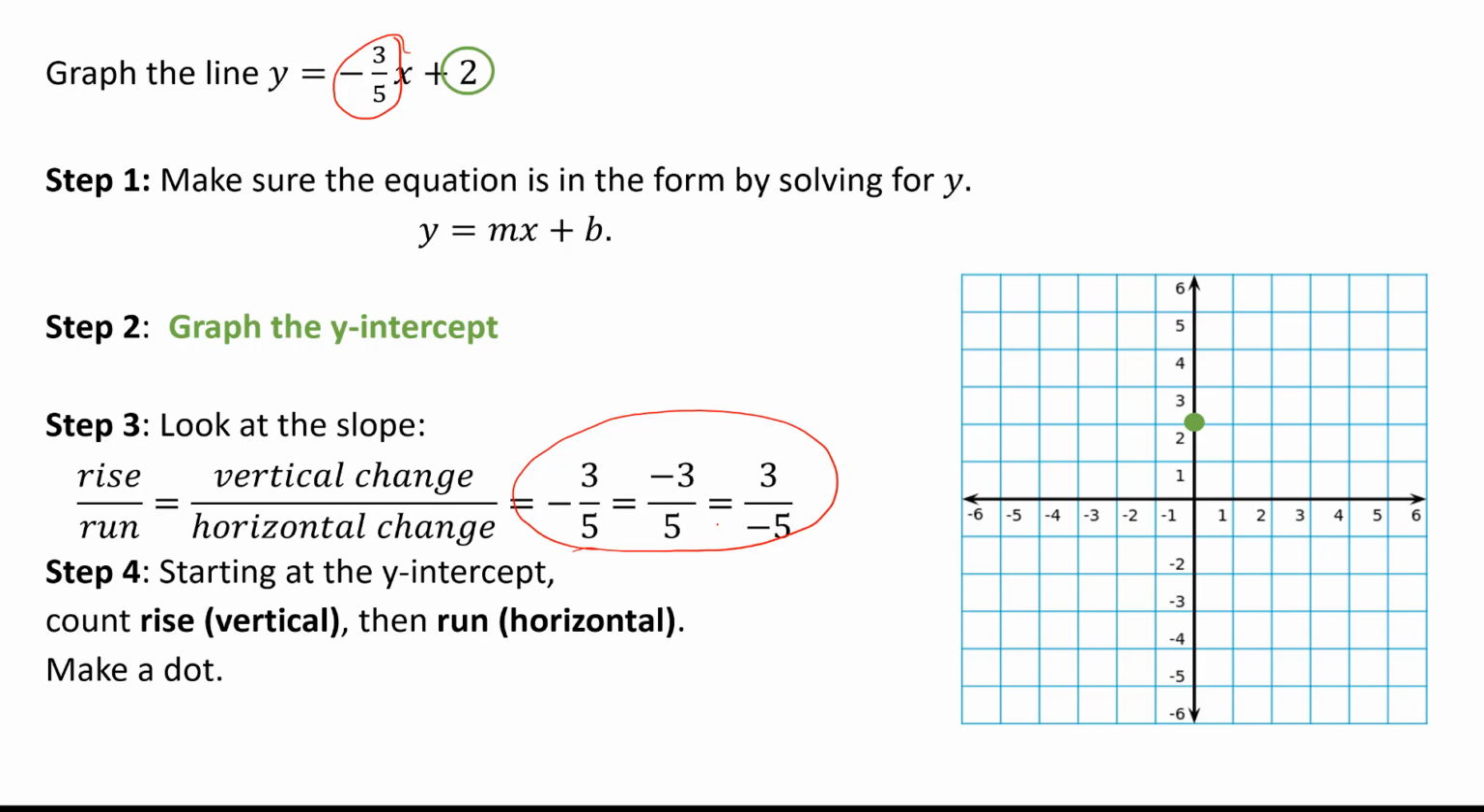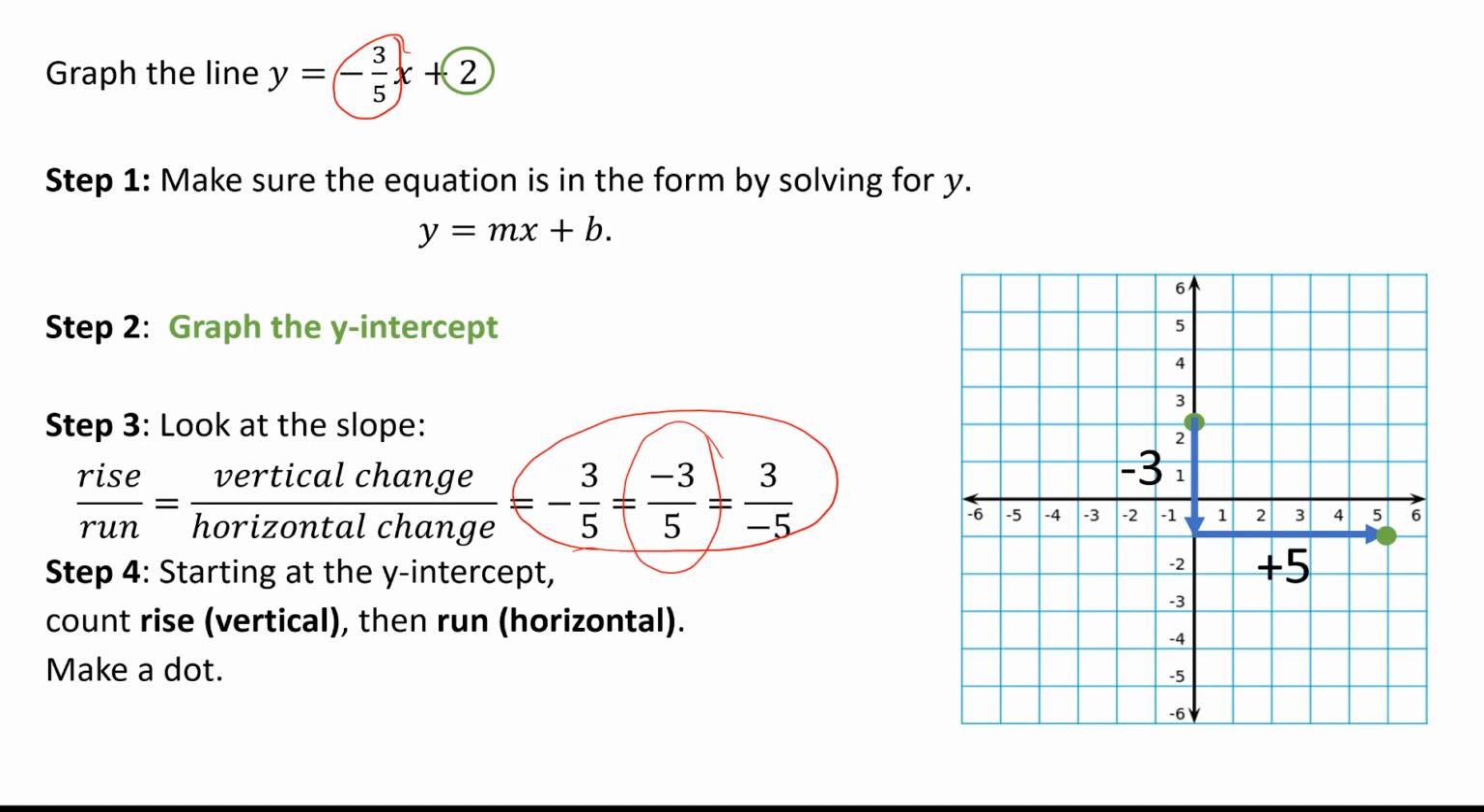So when you're using those numbers to do your rise over your run, if you wanted to use the -3 for your rise and the +5 for the run, you can do that. Or if you want to use the +3 for your rise and the -5 for the run, you can do that. So start at the y-intercept and count 3 for your rise and 5 for your run. So we're going to go -3 for our rise. So we're going to use that second fraction right here. And we're going to go +5 for our run. And so that would put us at that point.